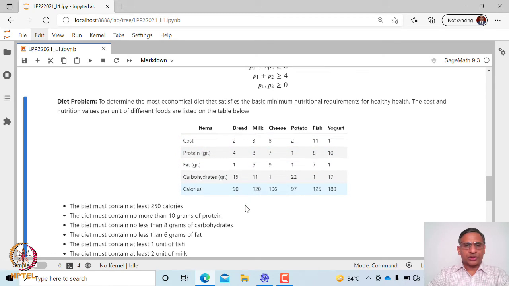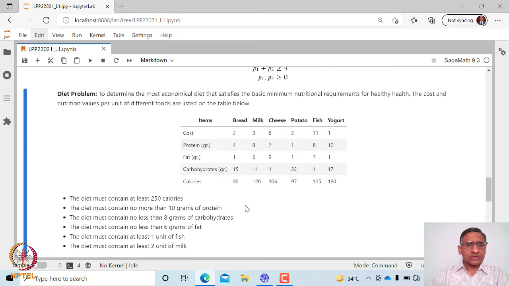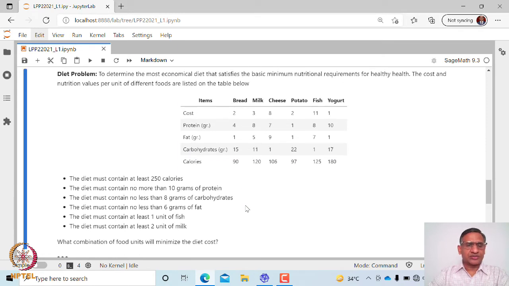And there are also certain requirements. The diet must contain at least 250 calories. So the total calories of the diet should be a minimum of 250. The diet must contain no more than 10 grams of protein. So the protein requirement is less than or equal to 10 grams. The diet must contain no less than 8 grams of carbohydrates.